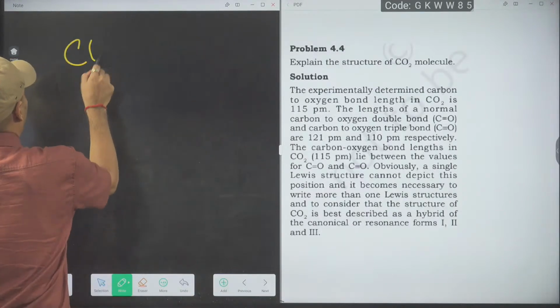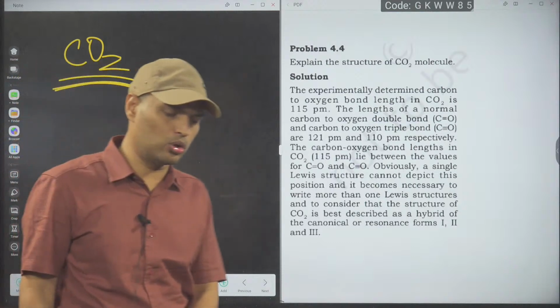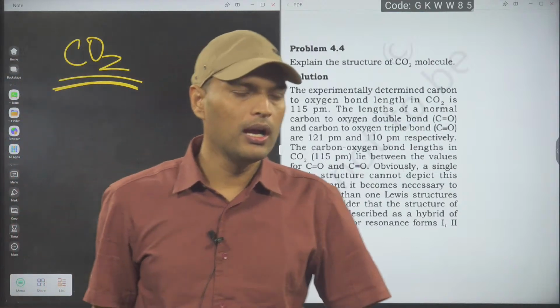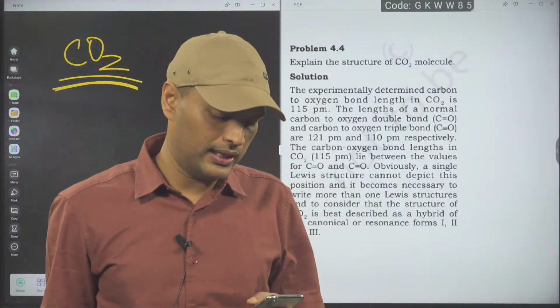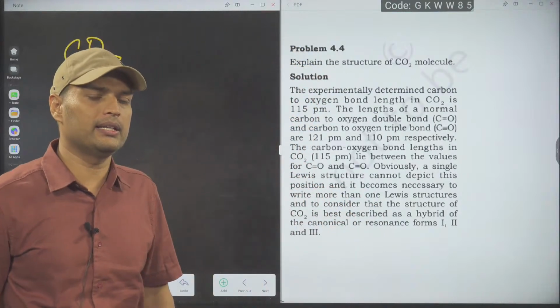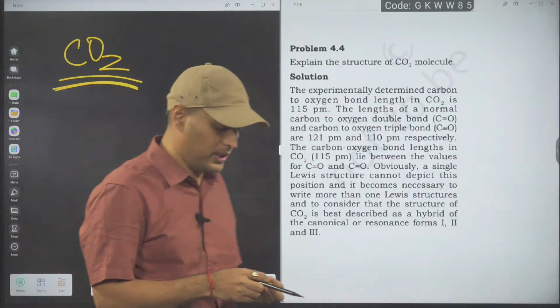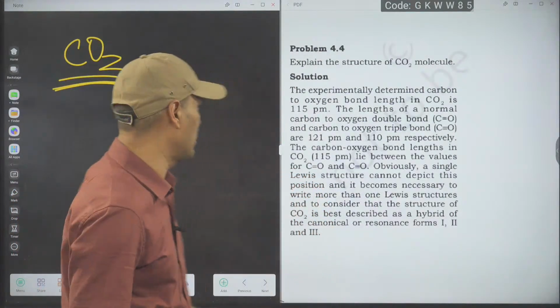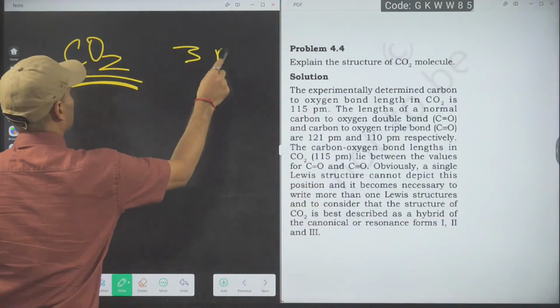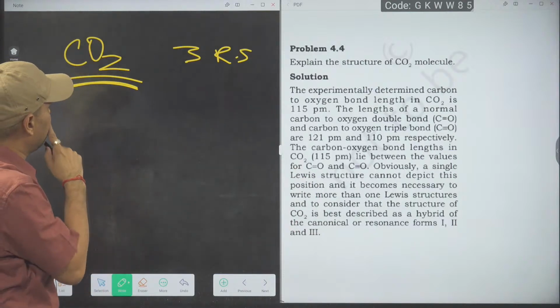As our next point, CO2 is very important. How many resonating structures of CO2? 3, 3, 3. 3 resonating structures are there.